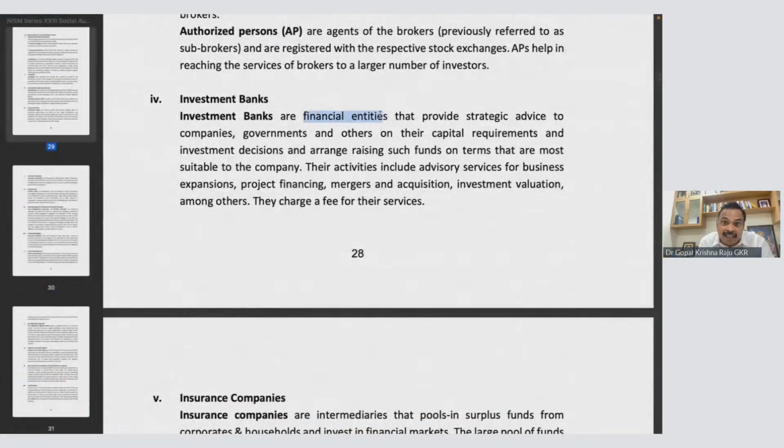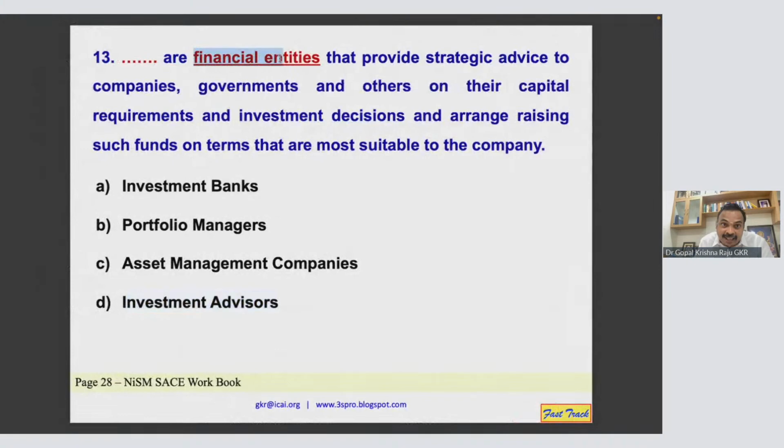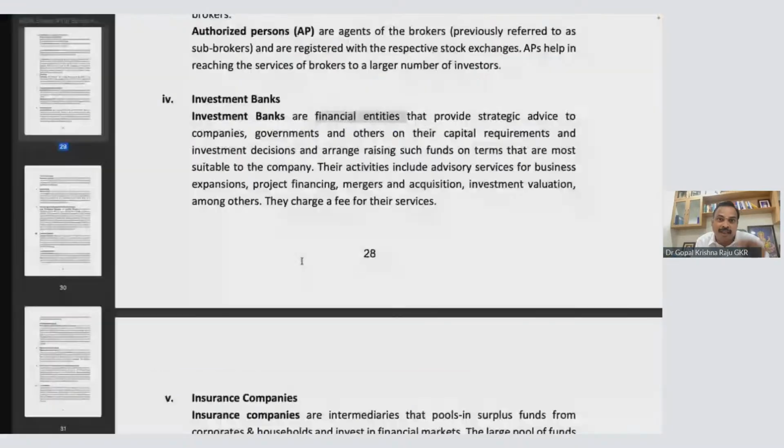They are financial entities. That is why this is underlined. Investment banks, banks are finance companies. Advisors are not financial entities. So financial entities provide advice to others on their capital requirement and investment decisions and arrange raising such funds. This is where the catch is. Financial entity and arrange raising funds. So who will do it? Investment bank. So it is actually 13A.